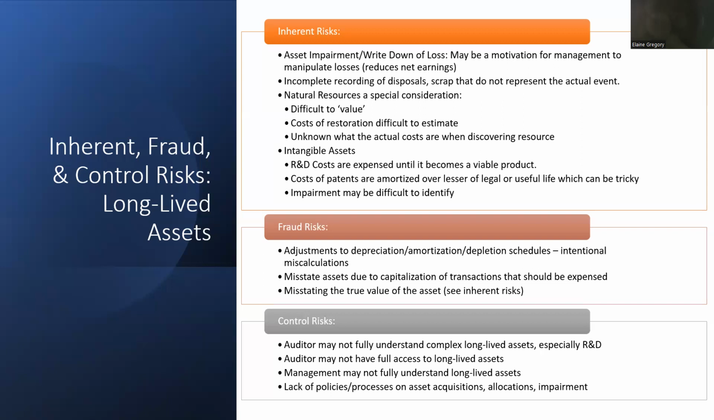Now, also is the misstatement of the true value of the asset. It could be that the estimation of the asset is so far off that there is no way that asset could be valued at something such as that.